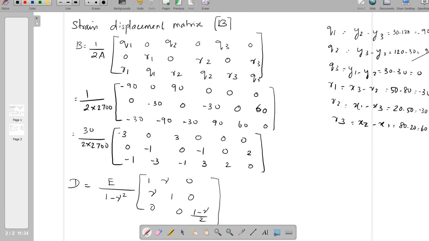So finding out this constant, I think it is 5.555 into 10 power minus 3.